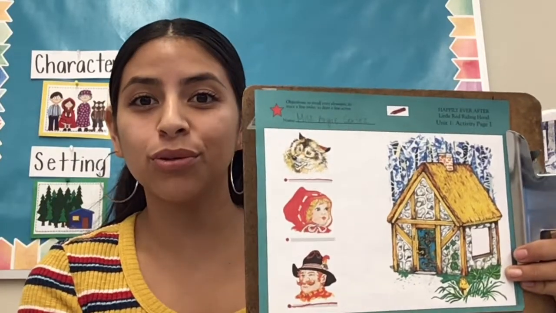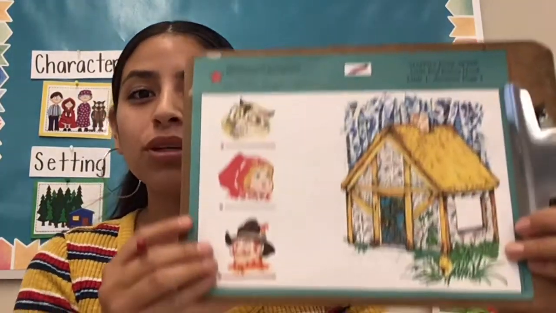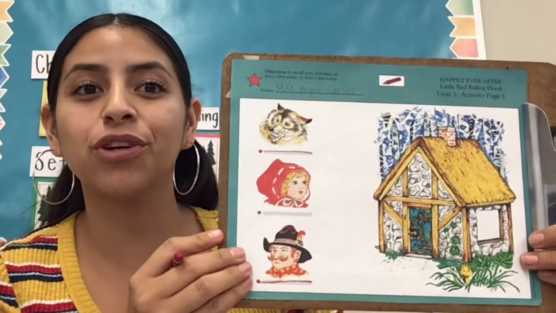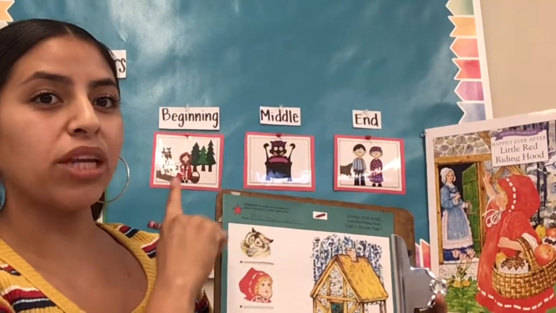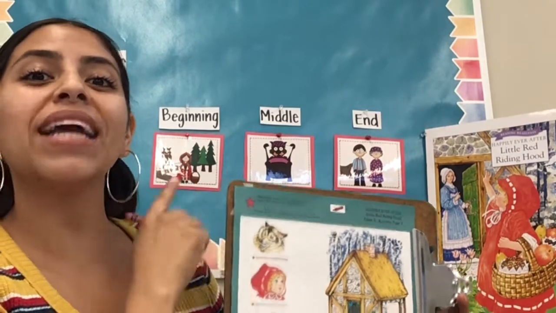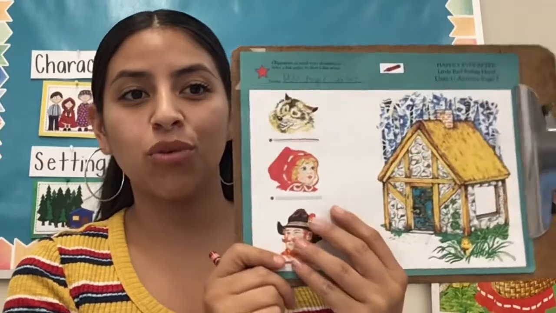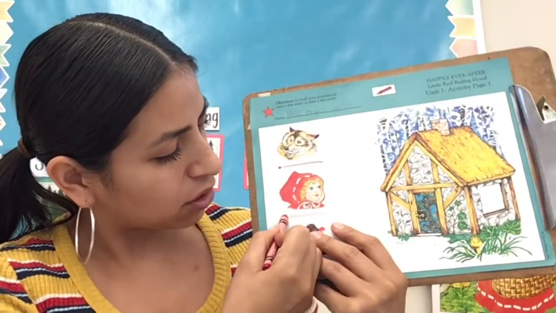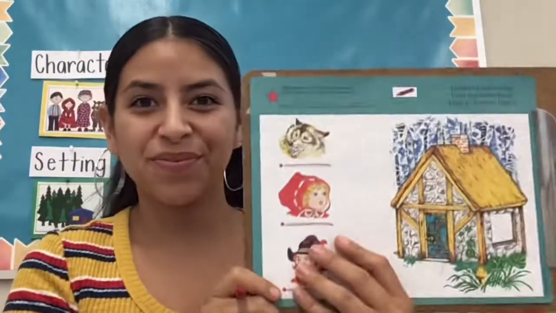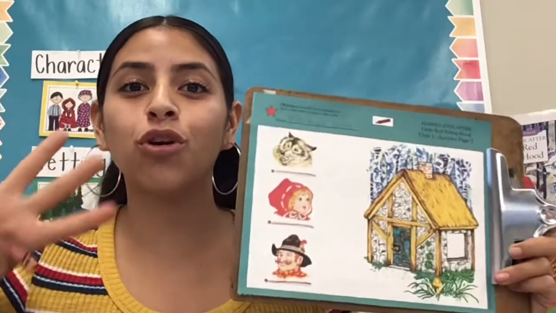Now, your third question. Who brought fruit to Grandma? Which one of these characters brought Grandma fruit? If we think back to the beginning of our story, we know that Little Red Riding Hood took her grandma fruit. So we can go ahead and underline that character from left to right. Good job, TK.